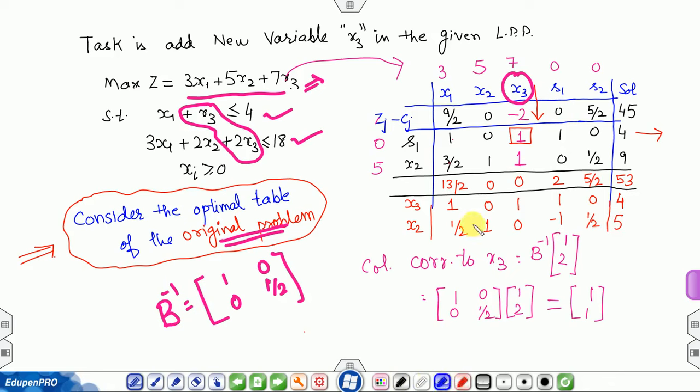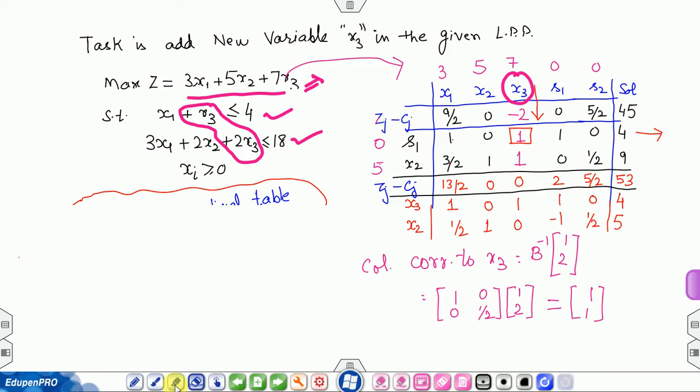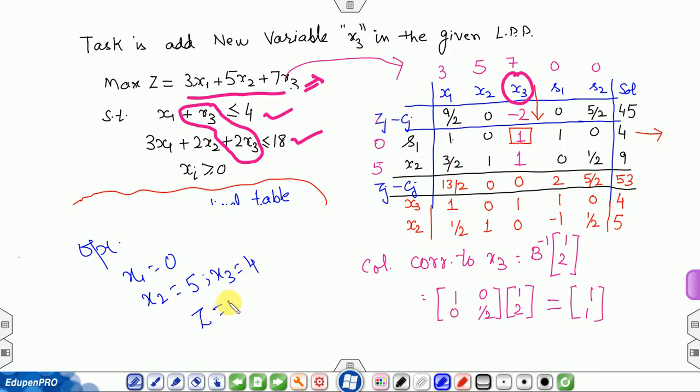Fine. So look at that. Now, since this is my Zj minus Cj, Zj minus Cj is greater than 0 for all. So now the optimal solution is reached. What is the optimal solution? You can easily see it. The optimal solution becomes x1 is 0, x2 is 5, x3 is 4, and the value of z is 53.